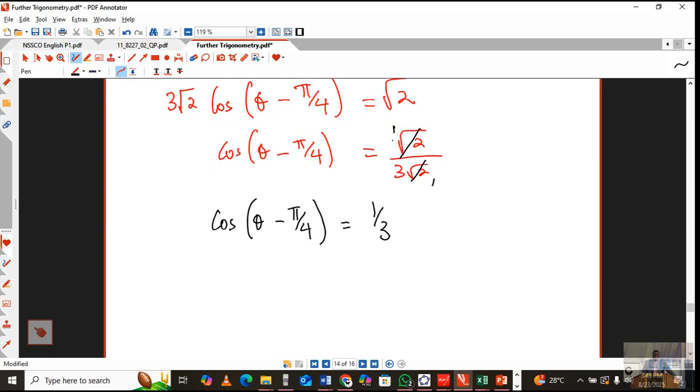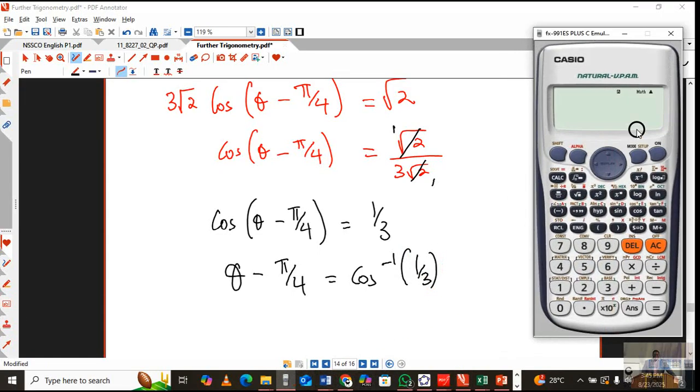Right, anyway, this is theta minus pi upon 4. You're going to take the inverse cosine of a third. Once you do that, make sure your calculator is in radians mode. So I'm going to take the inverse cosine. Mine is already on radian mode, so that's pi upon 4. Okay, it's pi over 4.